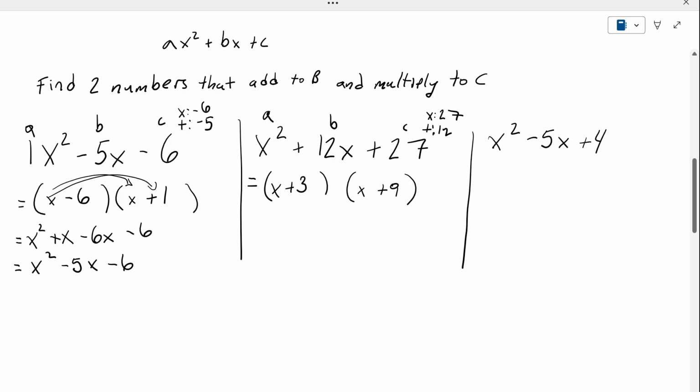Now I'm not going to do it again, but if you were to FOIL these two brackets, you would get the same as the original. What this means now is that the roots of this function are x equals negative 3 and x equals negative 9. That's because if you were to substitute negative 3 or negative 9 into this function here, you'd be given 0.